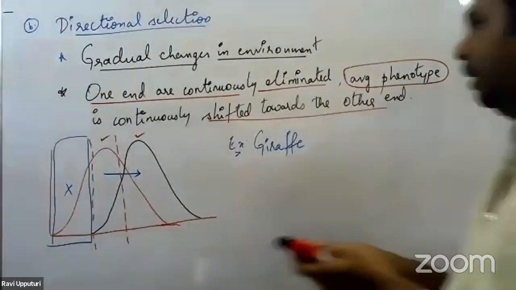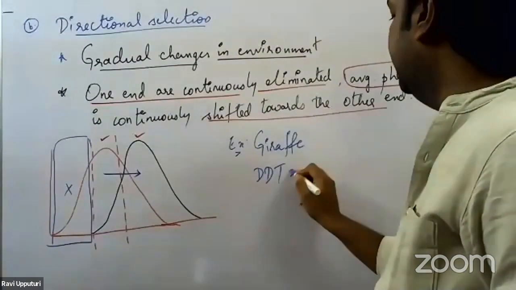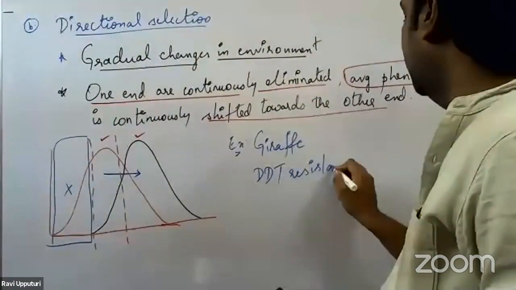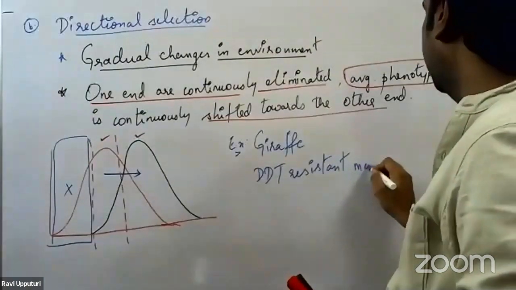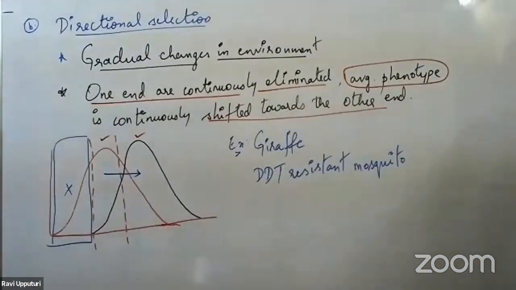One more example we can take for directional selection, which we have also studied, is the DDT resistant mosquito. We saw this when we were talking about natural selection, and I gave you an example there also. So these two can be considered as examples of directional selection.